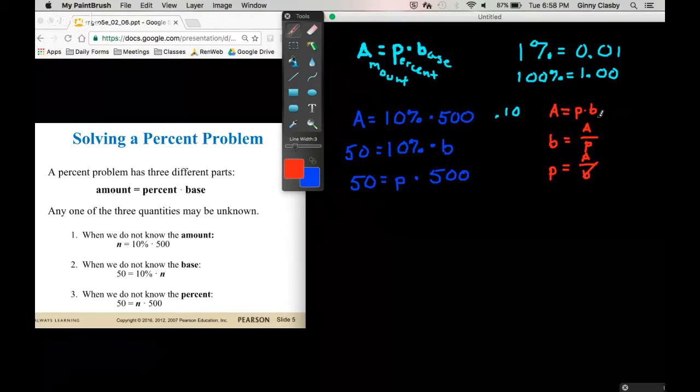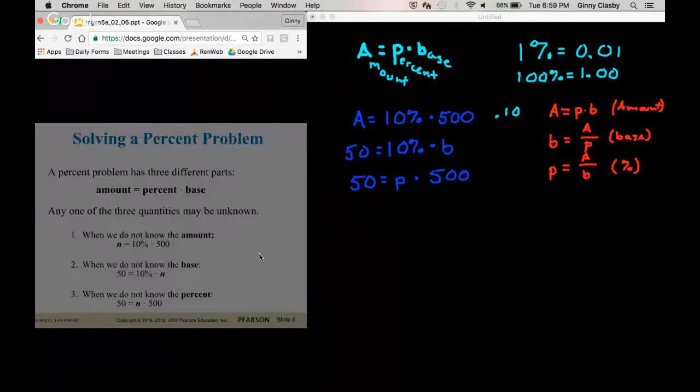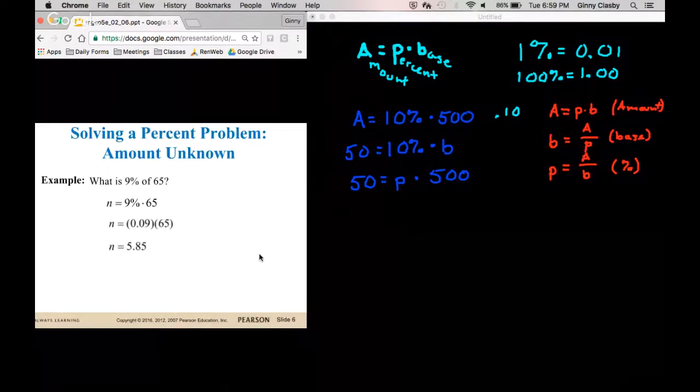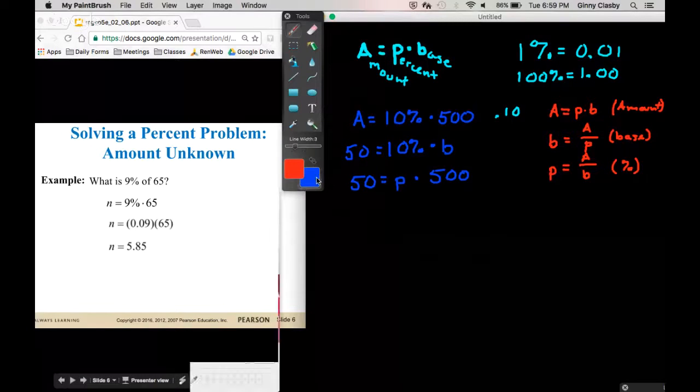Okay, so these three formulas will be helpful for you to have in the future. What you're looking at with this is your amount is unknown, your base is unknown, and your percent is unknown. That's when you're going to be seeing these three things. So pause this for a minute if you haven't been writing this down with me and write those down. So, some examples of this in practice.